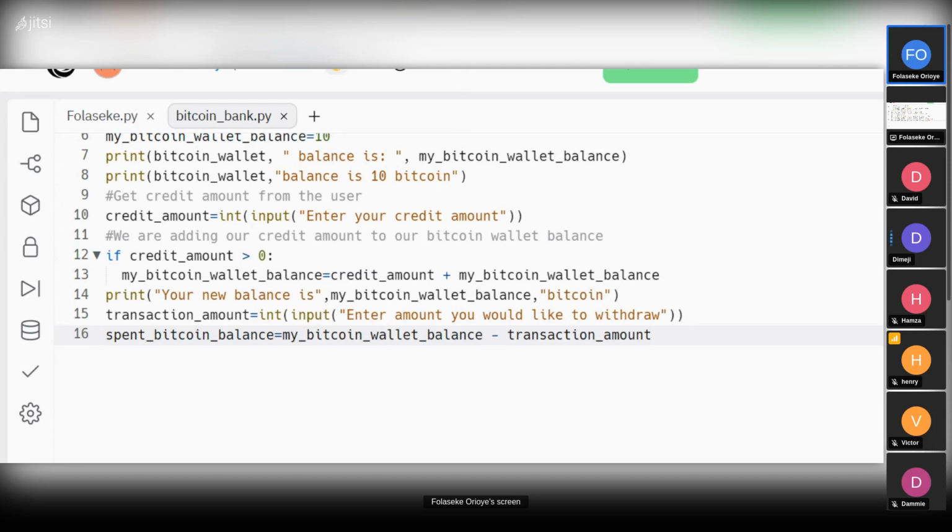Now, what we have to do is what? We need to take the money amount out from your what? From your wallet. Is that not so? So I want you to explain line 15, what you think line 15 is doing.